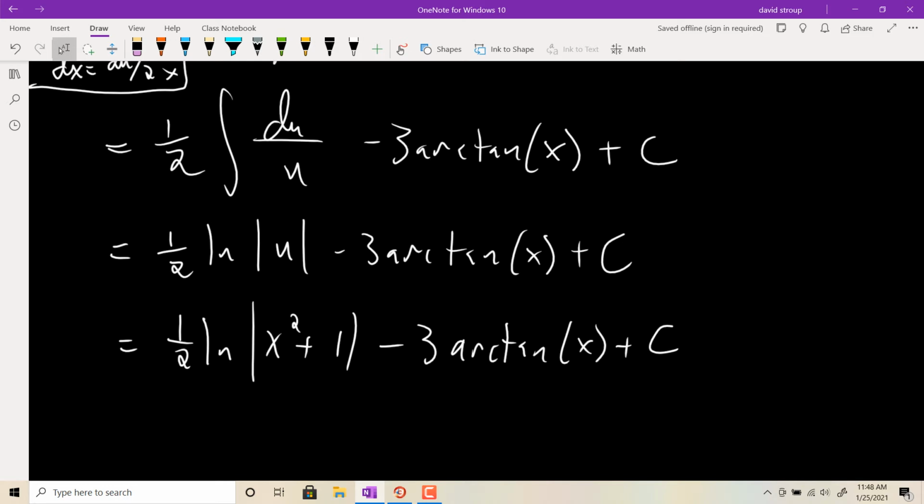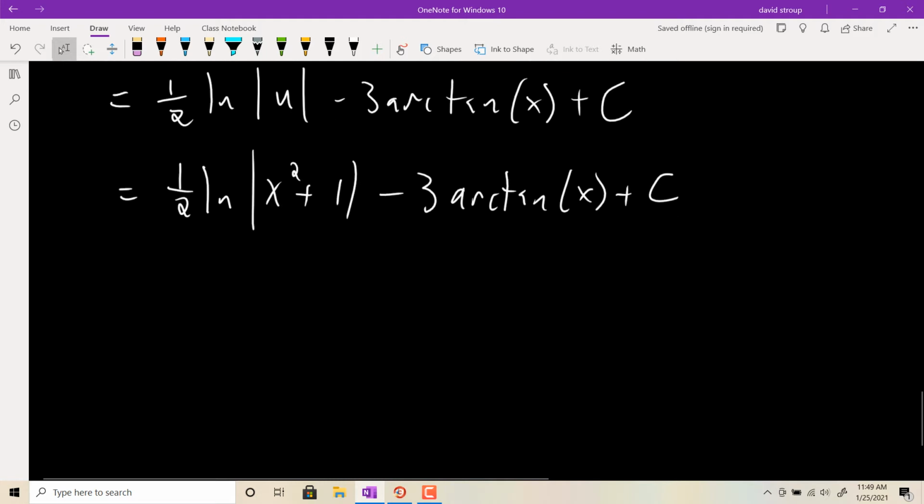The insides of the natural log are always positive. x squared is always greater than or equal to 0, and then if you add 1, x squared plus 1 will always be greater than or equal to 1. So you don't need the absolute value. You can drop that if you want.